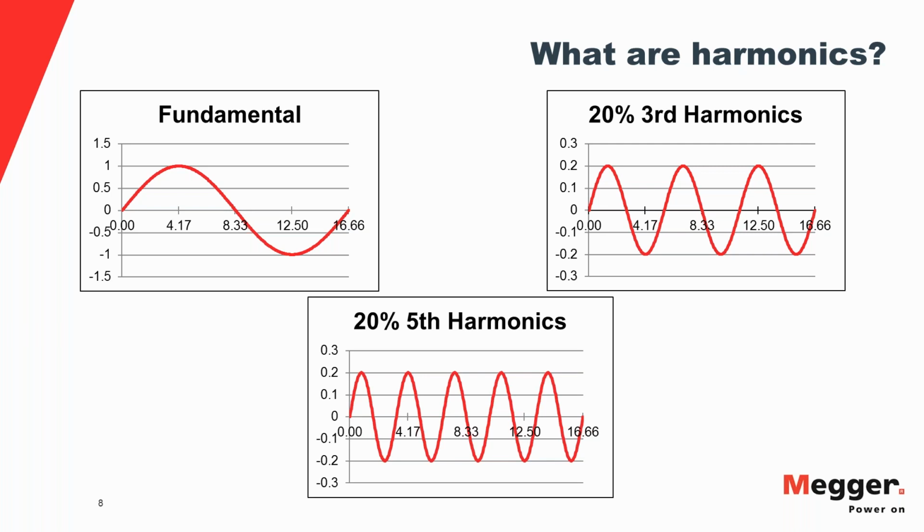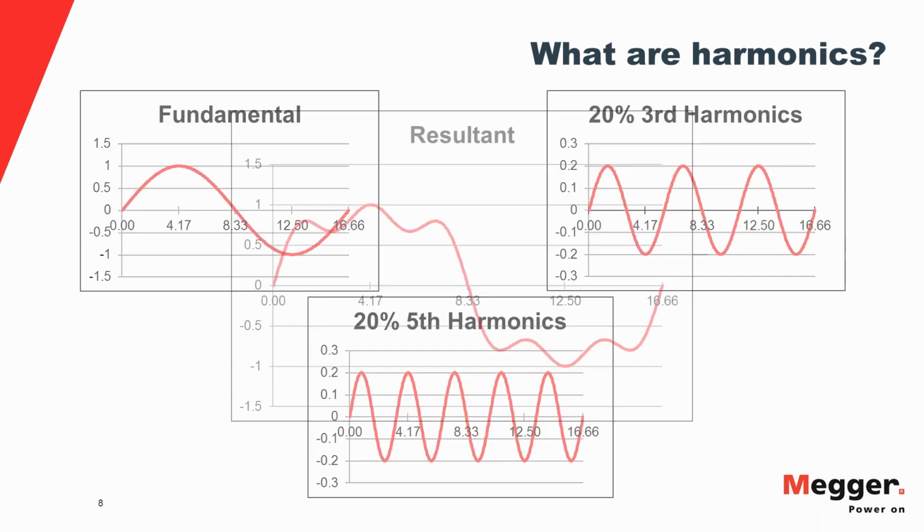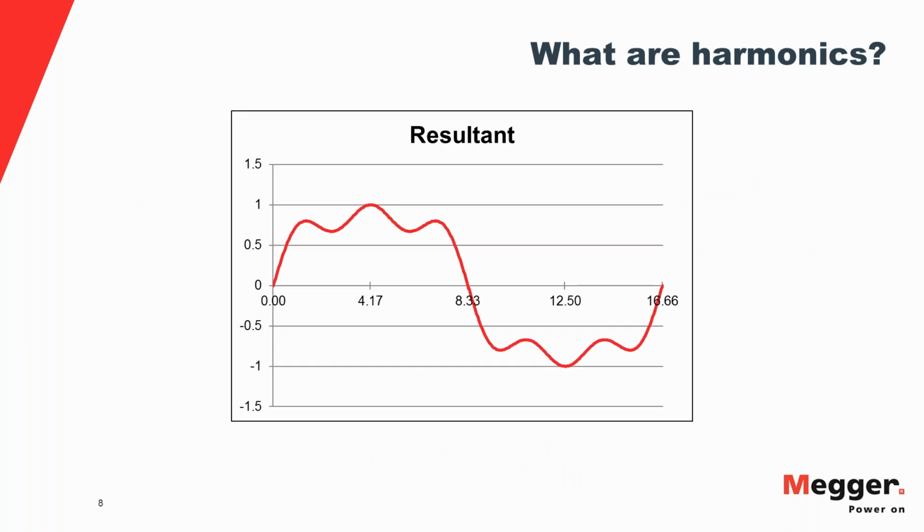Now let's take a third waveform. Again, the time is the same, but this time we have 5 cycles on the screen, and the magnitude is again 0.2. So it's 20% of the fundamental. Now, if you take these 3 waveforms with different frequencies and you mix them together, what you get is this. So this is a very simple representation of how the waveform gets distorted because of the presence of different frequency components.